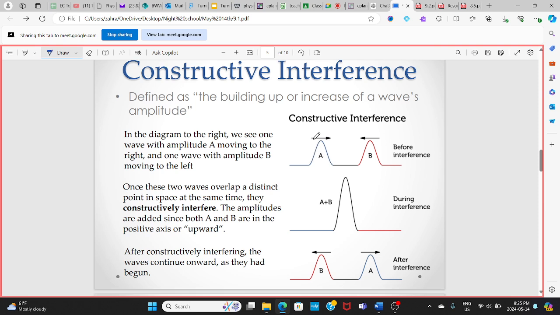Let's say wave A is moving to the right and wave B is moving to the left. They meet each other at some point, they add up, and you will see a very high amplitude wave. After they interfere, wave B continues moving to the left and wave A continues moving to the right. So they interfere and pass along each other at the end. We call this constructive because these two amplitudes add up, because two positive amplitudes add up.